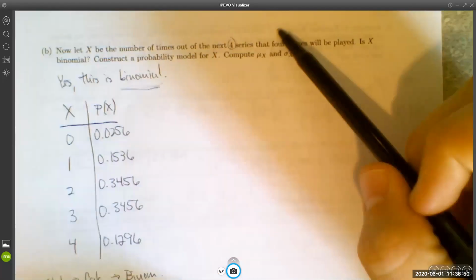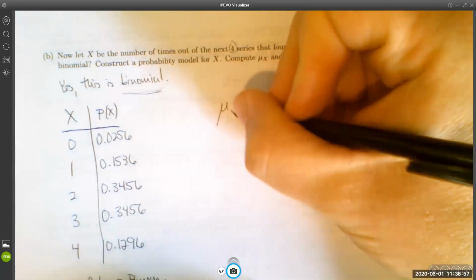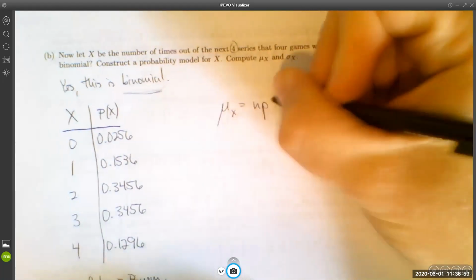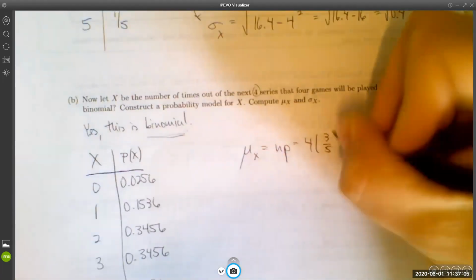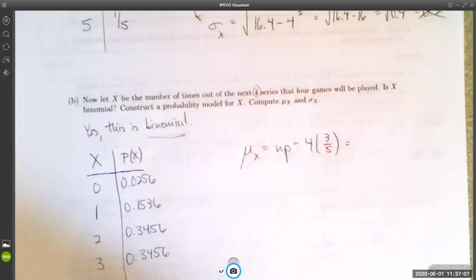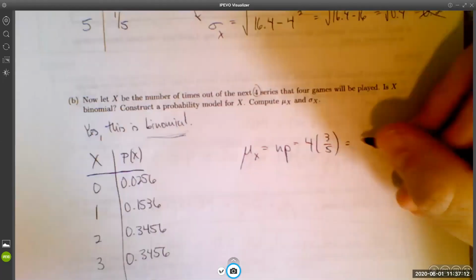Okay, now it says compute mu sub x and sigma sub x, right? So compute the mean and the standard deviation. Now, because x is binomial, this is super easy, right? The mean is just n times p. That's going to be 4 times 3/5, which is 2.4.